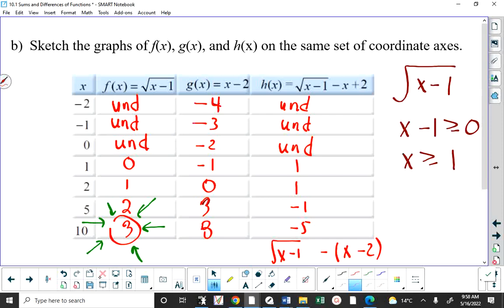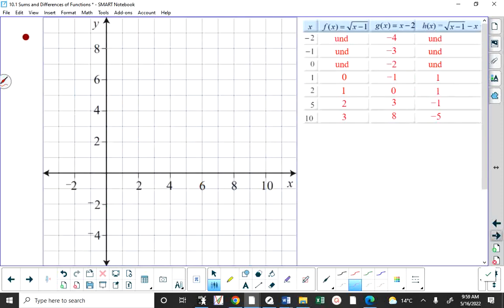Okay. So now we're going to plot the points. Well, you should actually know what root x minus 1 looks like. And don't draw this, but root x, you learned in chapter 2, starts here and looks like that. So root x minus 1 is that thing shifted 1 to the right. But if we plot the points, 1 comma 0.